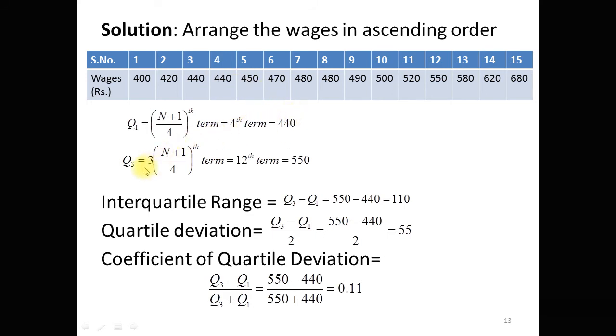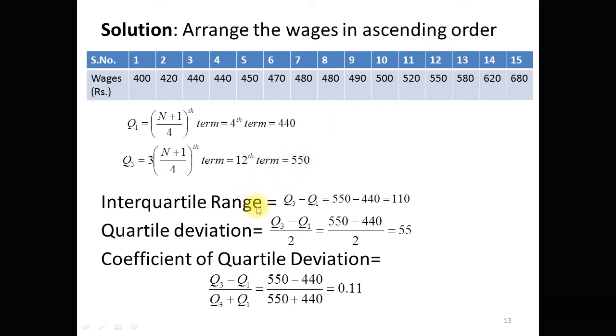Now the third quartile is given by 3 times (n plus 1) divided by 4 term, and when you put n equal to 15, so 15 plus 1 is 16, 16 divided by 4 is 4, and 4 multiplied by 3 is the 12th term. And the 12th term in this data, you see over here, this is actually the 12th term, 550.